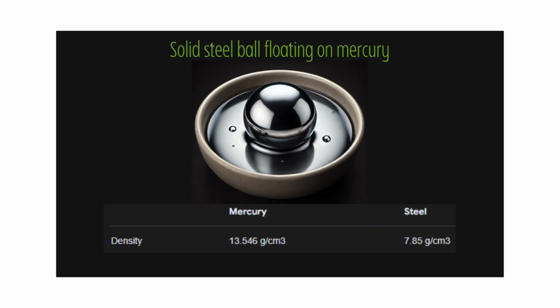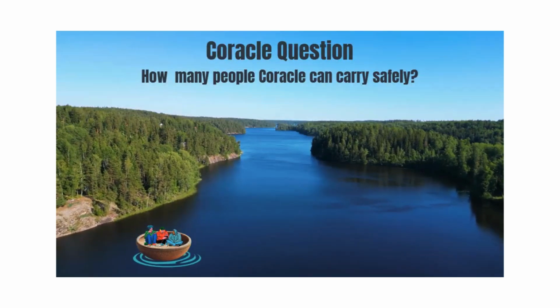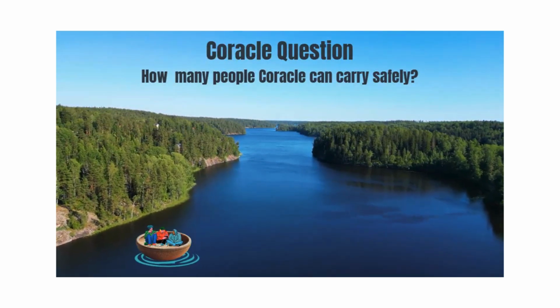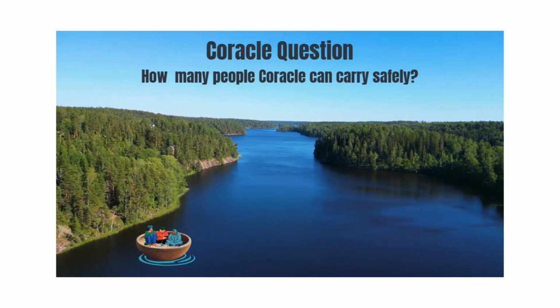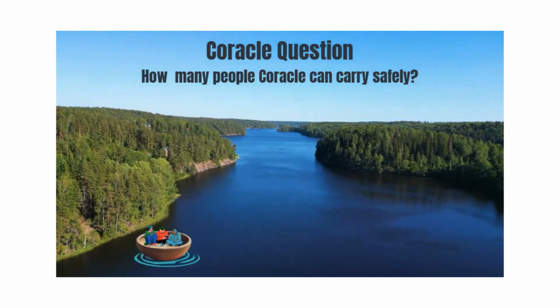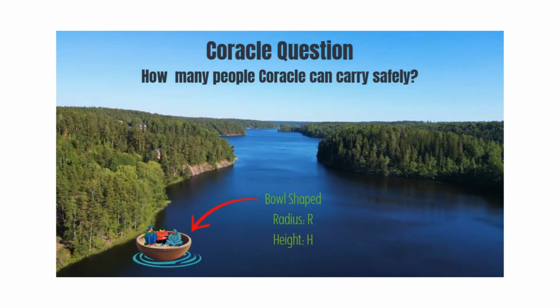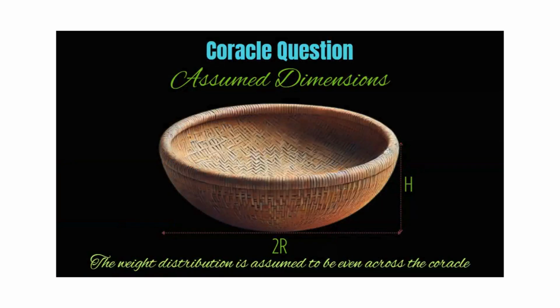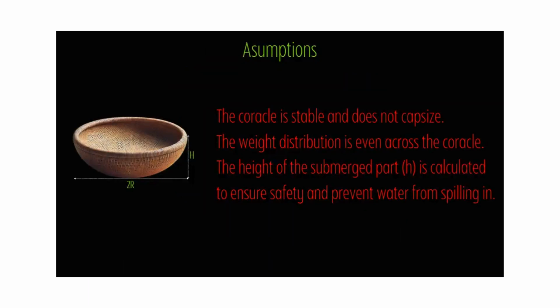Now we shall discuss the title question, how many people a Coracle can carry safely. We shall attempt to solve this question mathematically using physics laws and Archimedes' principle. To analyze this problem, we shall assume that the Coracle is bowl-shaped with radius r and height h. The weight distribution is assumed to be even across the Coracle. The height of the submerged part h is calculated to ensure safety and prevent water from spilling in.